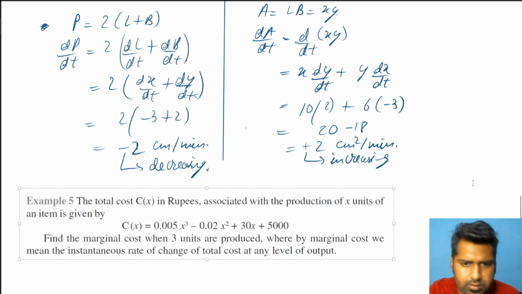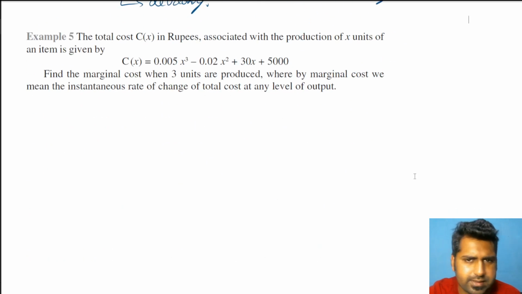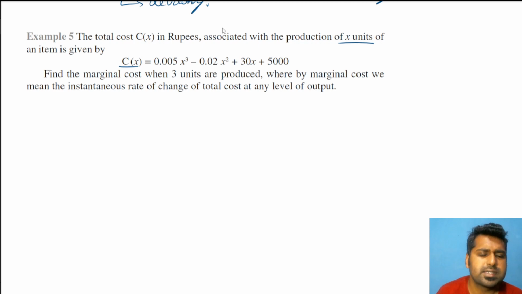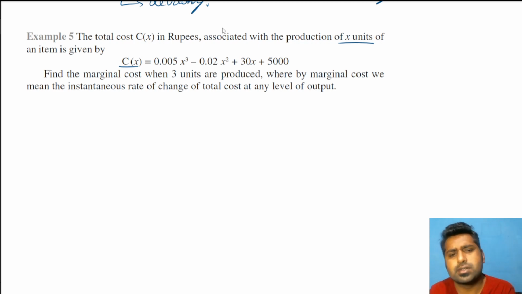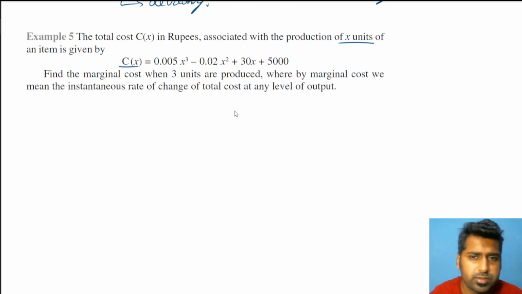So first of all, let's say some production unit is there. You are in a factory and X units are produced, and the total cost is given by some function of the units. If you increase the number of units, the cost of production usually decreases, but it depends, sometimes it increases also, the total cost of production. So the question says find the marginal cost when 3 units are produced. Units are represented with X.